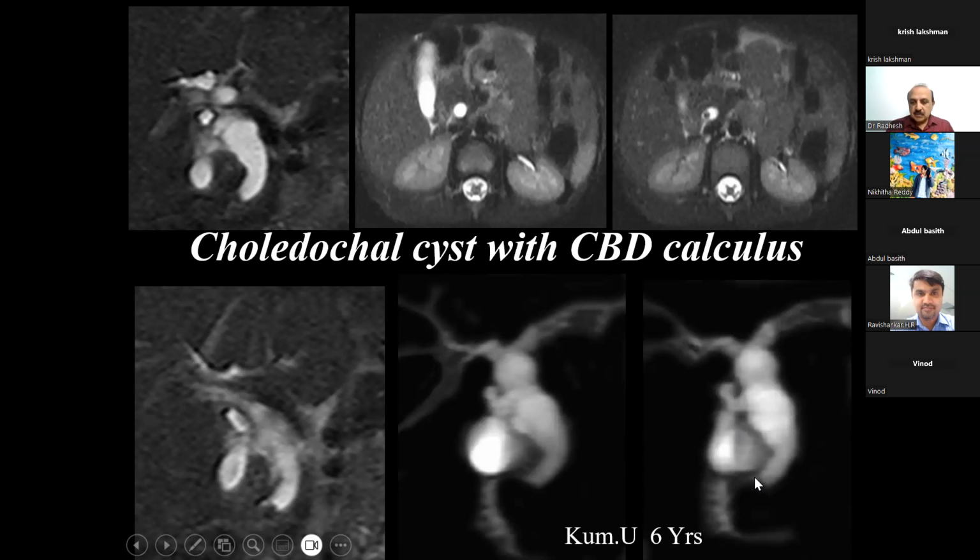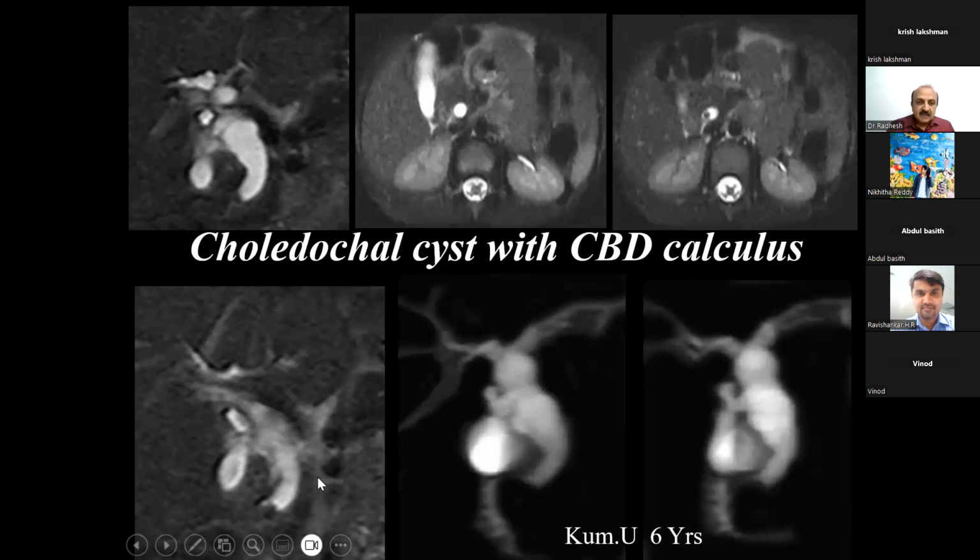Plus, you see some dark area here. You don't know what it is because the rest of it is also dark. So you cannot pick up a calculus very well on MRCP. If you do a T2 weighted sequence, you look at this. This is the same case where you see the dilated duct and there is a really dark area within the common bile duct. So you know it is a calculus.